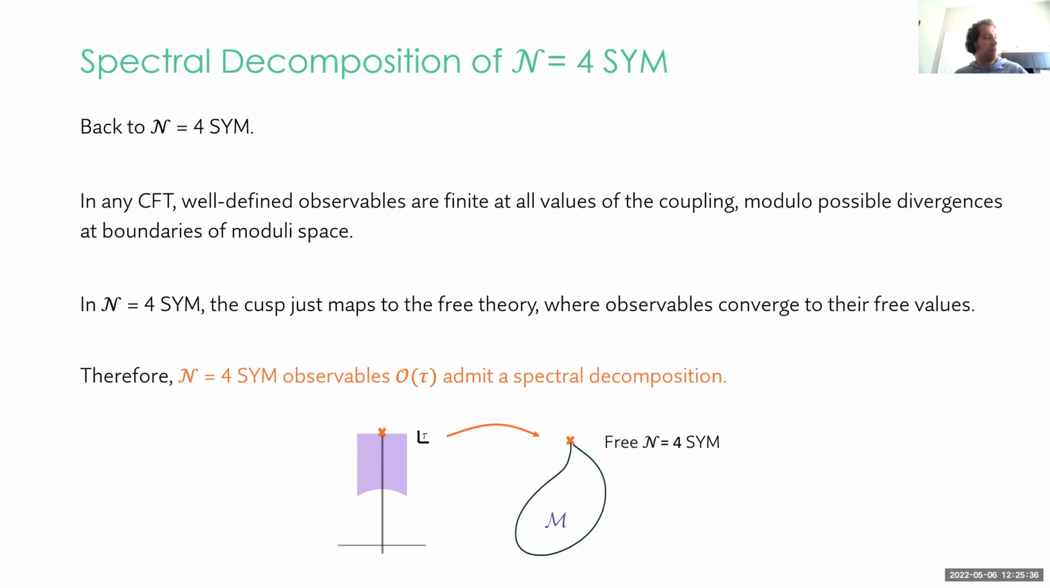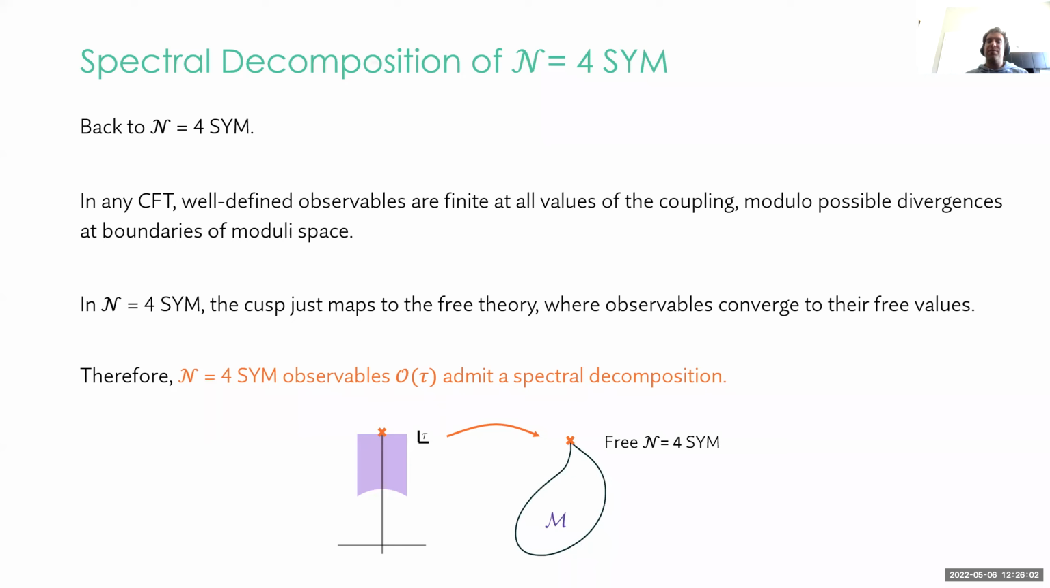Okay, so let me take a moment to connect this back to N=4. The point is that in N=4 super Yang-Mills, the observables, which are functions of tau, are finite at all values of the coupling, except for possible boundaries of moduli space. That's true for any CFT actually, but in N=4, the situation is rather simple.